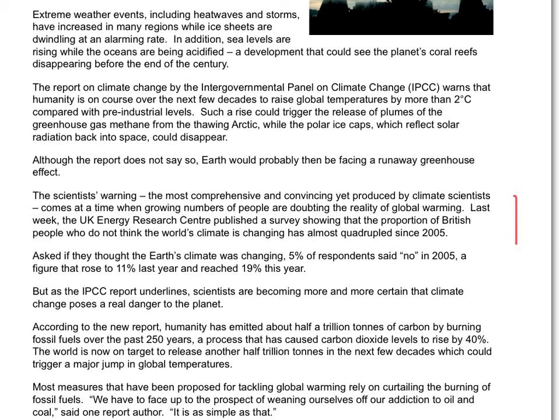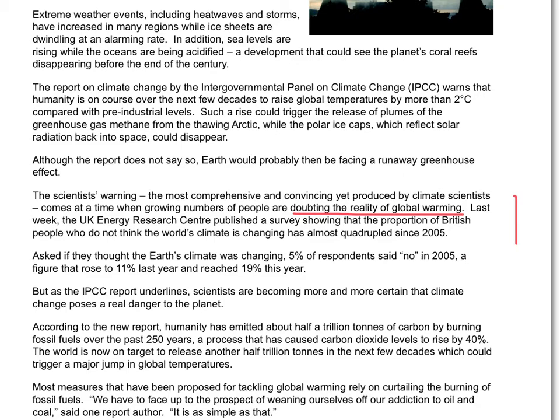Comes at a time when growing numbers of people are doubting the reality of global warming. So I also understand that whilst the scientists believe it's a terrible threat, most people do not. And my interpretation of that is that the scientists are worried that people are apathetic, that they do not appreciate the danger of global warming. Therefore, they will not do anything about it.